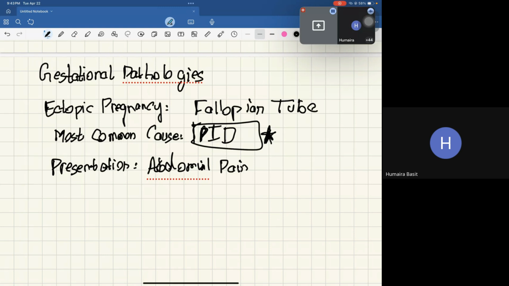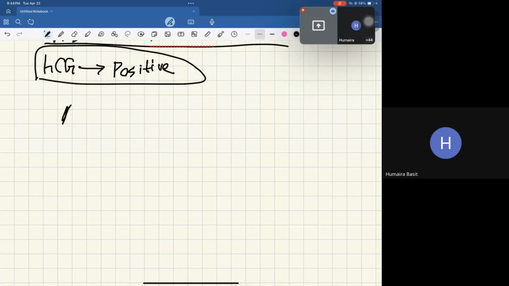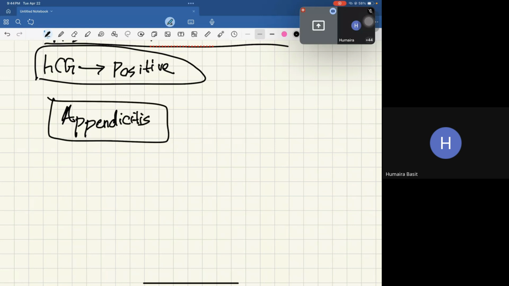So the first thing that you do whenever a patient of reproductive age, 20 to 35 years old, comes to you with abdominal pain is to order an HCG. If that HCG is positive, then that means the patient is having some kind of ectopic pregnancy. But if that HCG is not positive, then the patient might be having appendicitis. So remember, whenever ectopic pregnancy comes, always keep a diagnosis of appendicitis or ovarian torsion at the back of your mind.